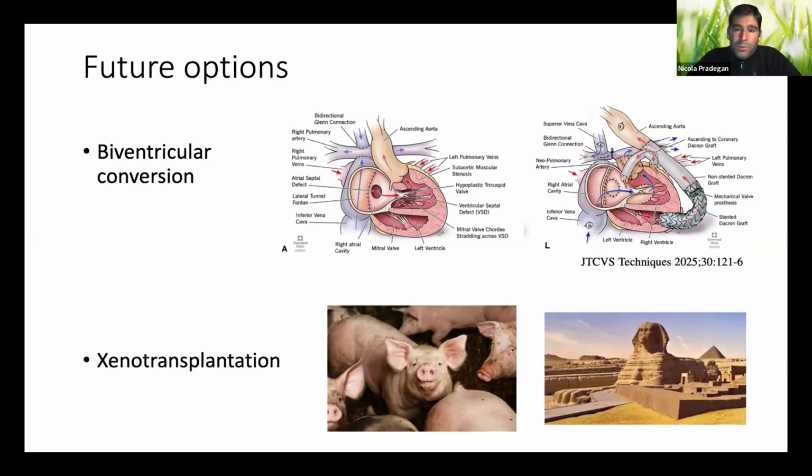Biventricular conversion. There is a small cohort of patients from Boston in pediatric patients, around 10 patients, who in specific anatomical conditions underwent biventricular conversion. In adults, we still have very limited case reports like the ones from JTCVS Techniques. But you see how complex these strategies are, and we don't know exactly how this change will actually affect how the heart will adapt to the systemic and pulmonary circulation. And xenotransplantation, which is still, of course, ongoing.